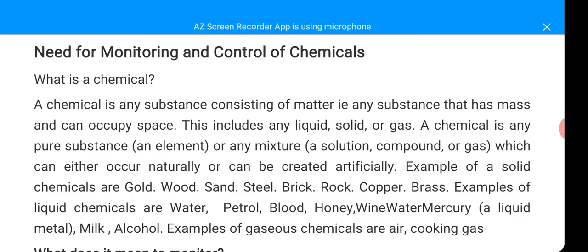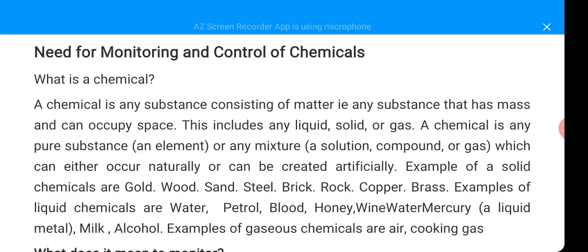So now we are going to move a bit further in our definition of chemical. A chemical is a substance. Any substance consisting of matter is a chemical. That is, any substance that can occupy space, that has volume. I hope you know what I mean by occupying space. Something that can be put in an enclosure or something that can occupy a particular thing.